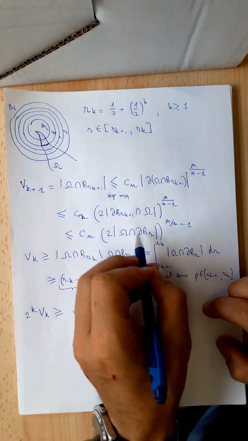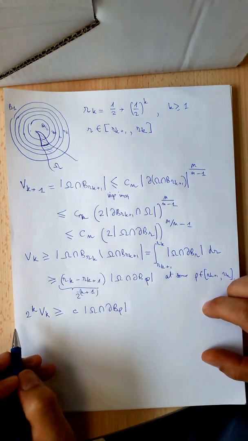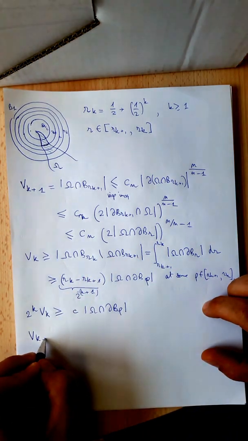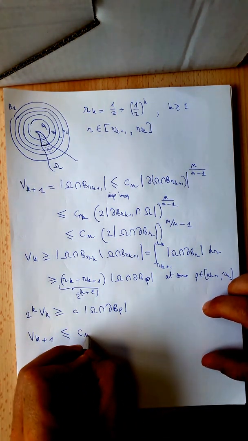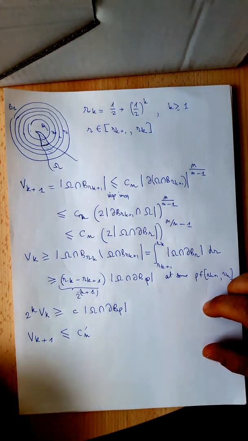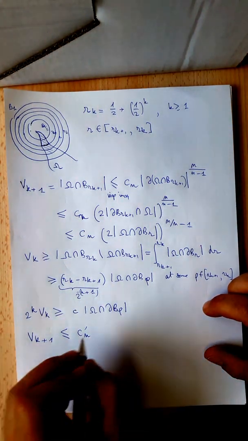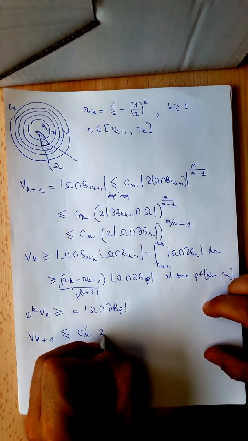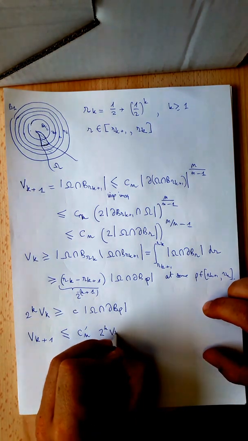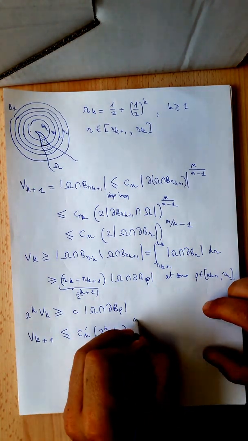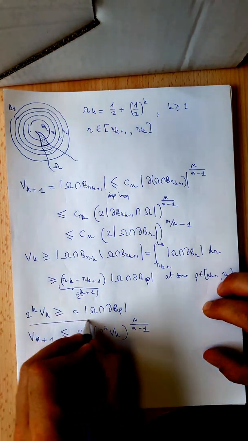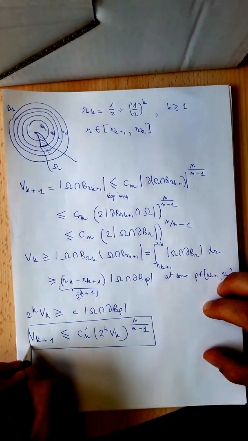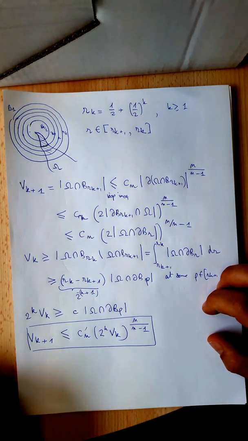But now you see this area is the area that we had in the first computation, so now we can say that v_{k+1} is going to be less than some larger constant depending on dimension only, times, let's say, 2 to the k v_k to the power n over n minus 1. And here we have our recurrence relation between v_k and v_{k+1}.